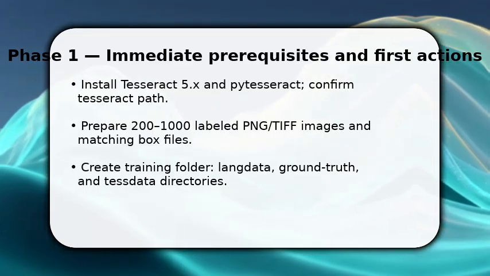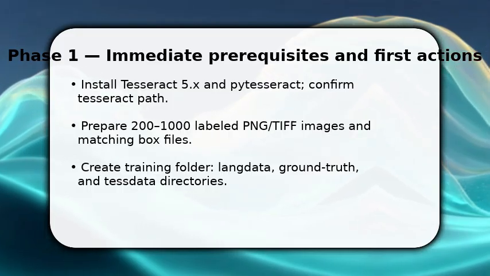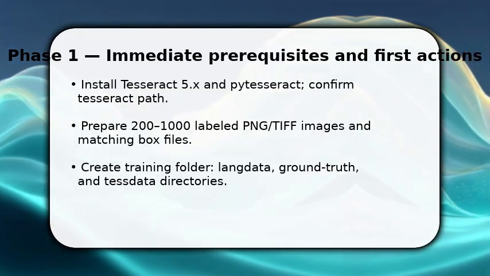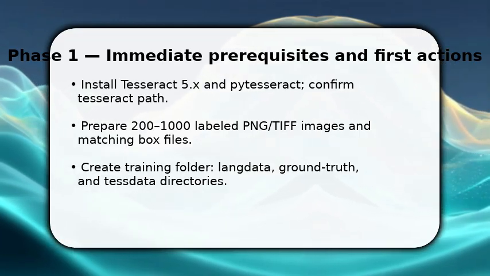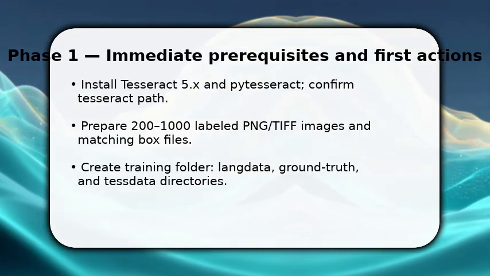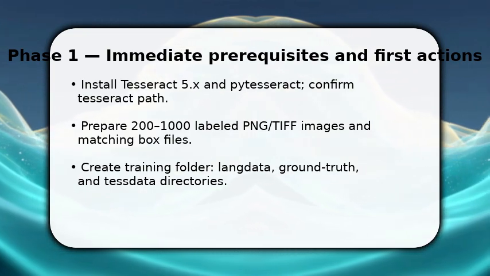Next, gather a modest labeled dataset, a few hundred images with matching box files, to teach the model the character shapes. Once done, organize files into the training folder structure: ground truth, lang data, and test data. Make sure file names match exactly to avoid later errors.